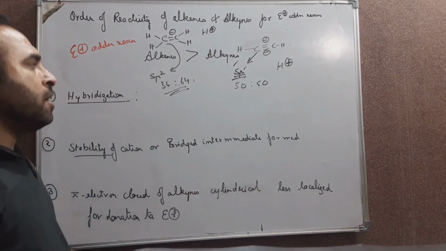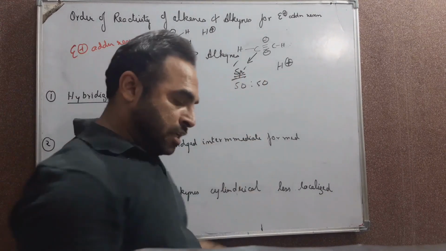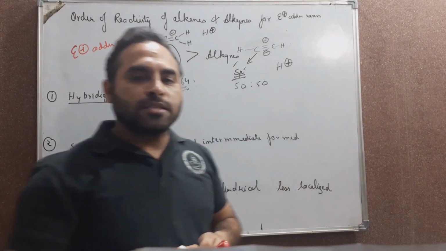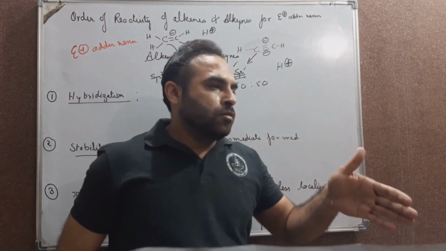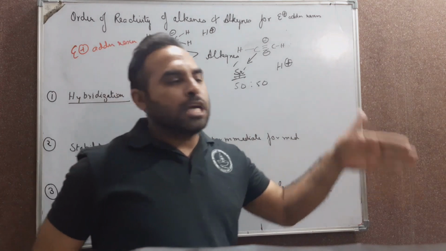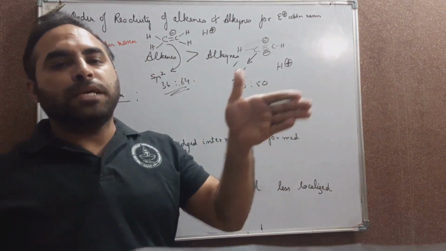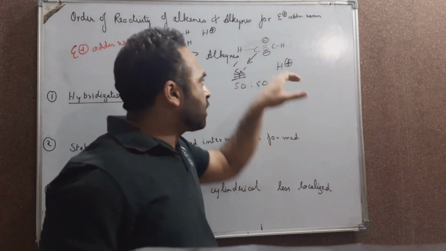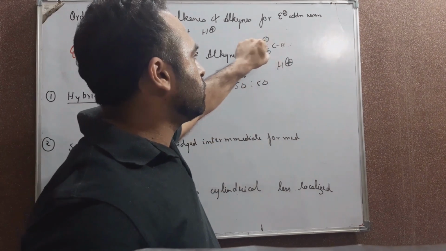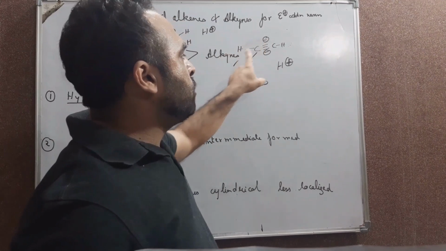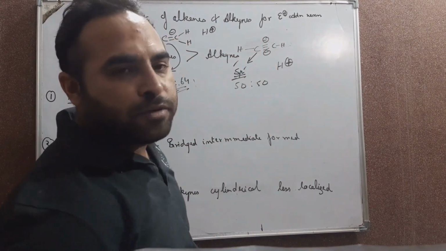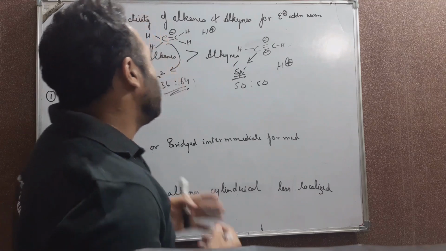In alkynes, the percentage of s character is increased. Now the s orbital lies closer to the nucleus. You have already seen, according to quantum theory, first comes the s orbital, then the p, then the d, then the f. The s orbital lies closer to the nucleus, meaning the electrons in the alkynes are closer to the nucleus. They cannot be donated to the incoming electrophile. The electrophile is electron deficient. It wants electrons.